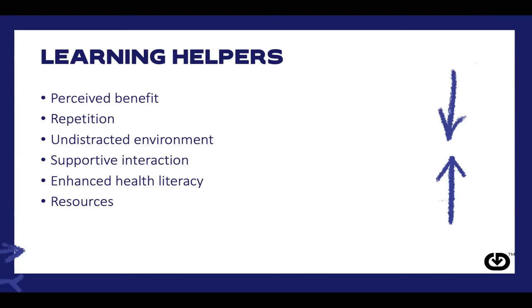The next couple slides, we're going to talk about learning helpers and learning crushers. So some things that help learning happen is if the patient perceives the benefit. Do they understand why it's good for them? If we repeat things, if we teach in an undistracted, quiet environment, if we're supportive in our interaction and we're patient and we're not judgmental when they need us to repeat something. Patients are not going to ask us questions if we looked rushed and uninterested.